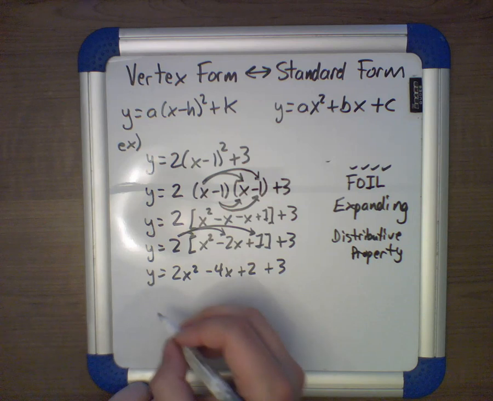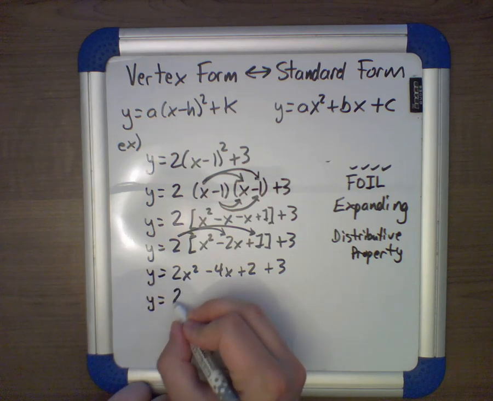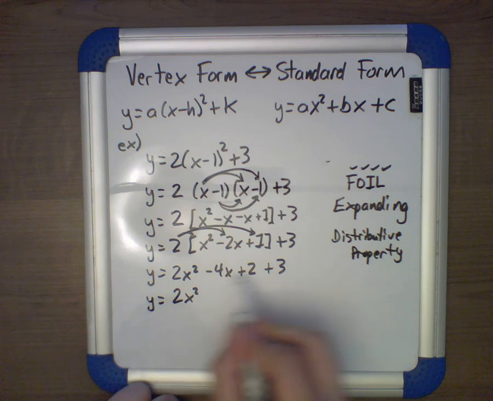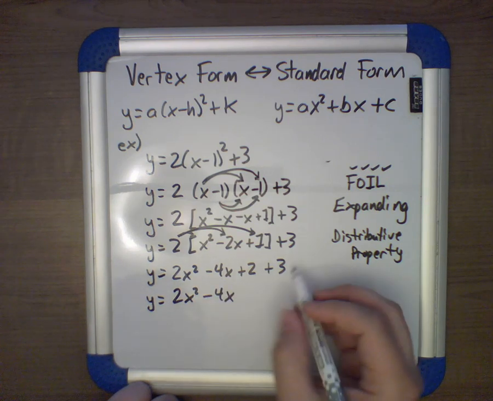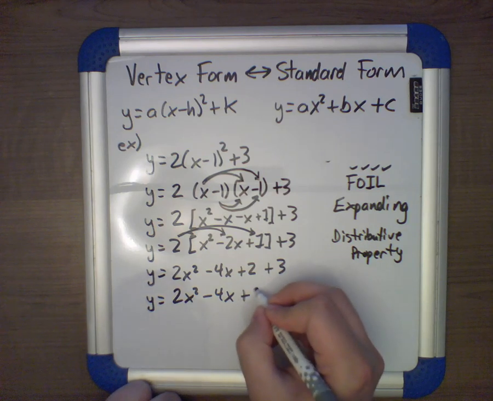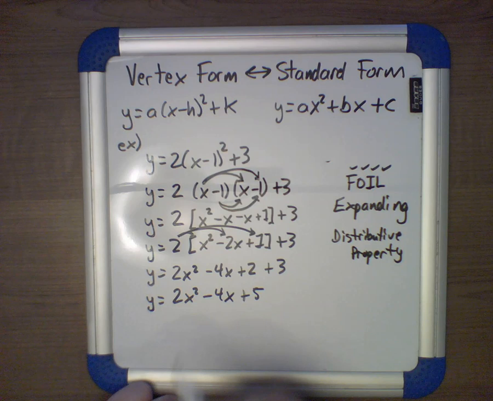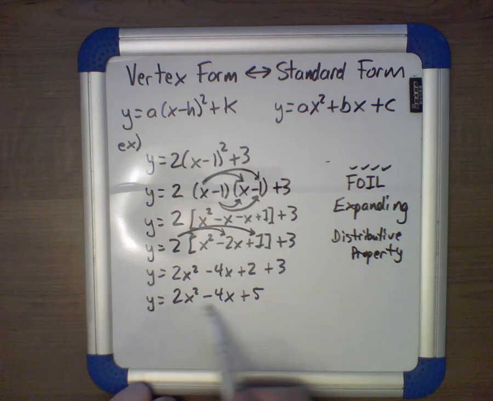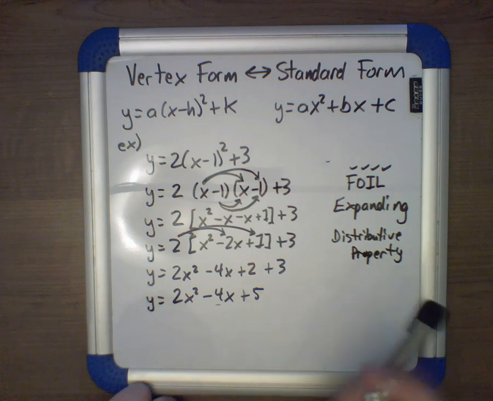And now we're going to collect our like terms. Y equals 2x squared. There's no more x squareds. Minus 4x. There's no more x's. And our constants, just our regular plain numbers, get added together. Plus 5. And there we go. This is our vertex form of this equation. This is our standard form of this equation.